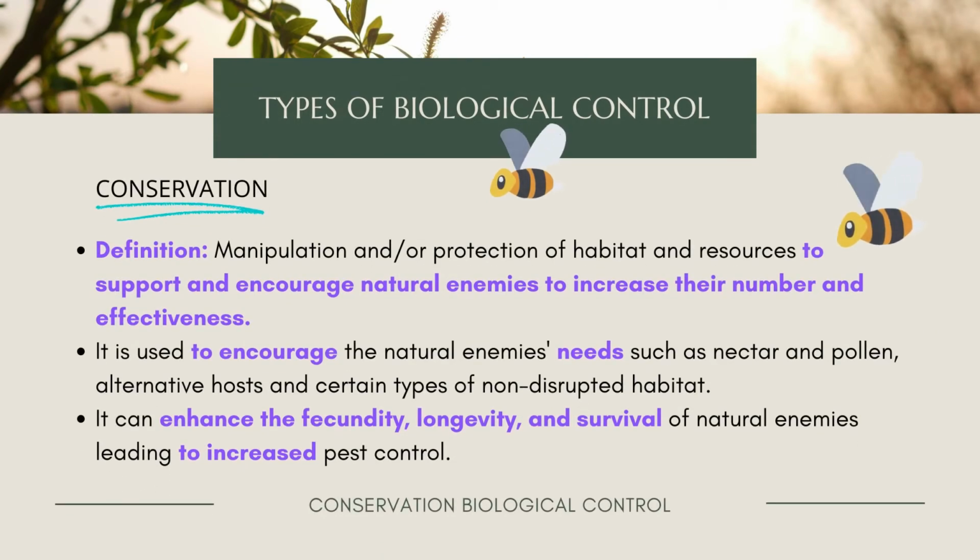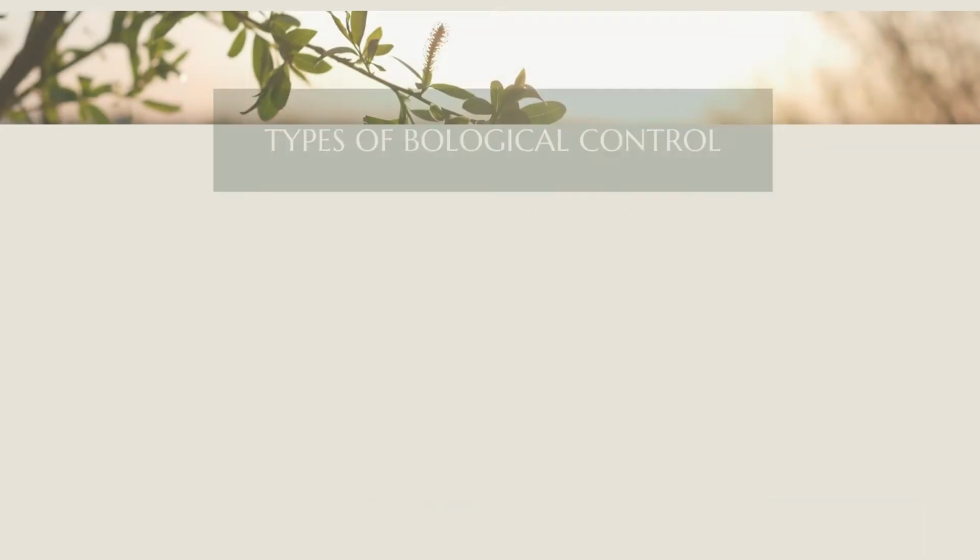Thirdly is conservation. The definition is manipulation and/or protection of habitat and resources to support and encourage natural enemies to increase their number and effectiveness. It is used to encourage the natural enemies' needs, such as nectar and pollen, alternative hosts, and certain types of non-disrupted habitat. It can enhance the fecundity, longevity, and survival of natural enemies, leading to increased pest control.